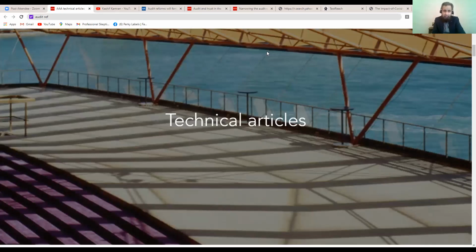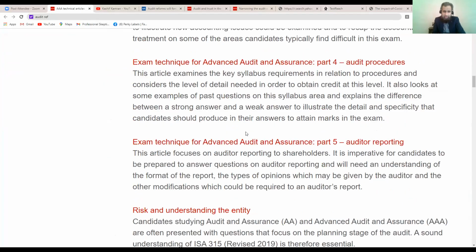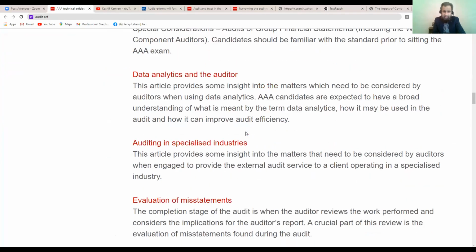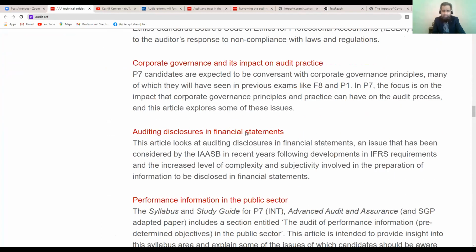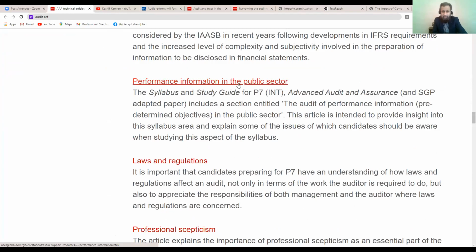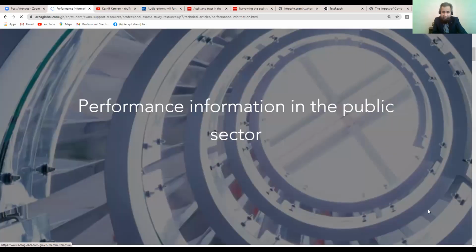Right, good. Okay, in the technical articles, you go down till you find an article on performance and audit of performance information. Can you see an article here, performance information in the public sector, everyone? On your screen, performance information in the public sector, right? I am just clicking on it and the article opens.